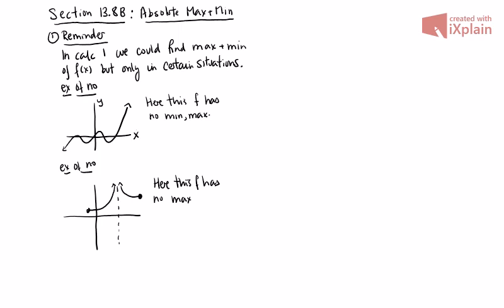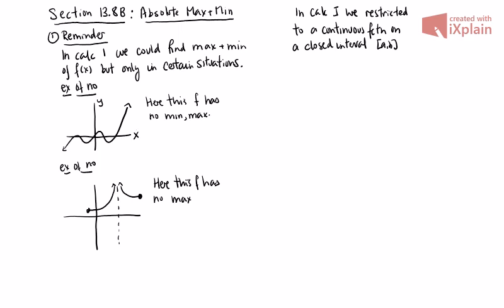So what we did in Calc 1 is we restricted ourselves. In Calc 1, we restricted to a continuous function on a closed interval, again, AB. There's a theorem in calculus that states that if you have a continuous function on a closed interval, it has to have a max and a min. That's totally not continuous. That is the wonkiest function ever. That's totally not a function actually, but anyway, here we go.